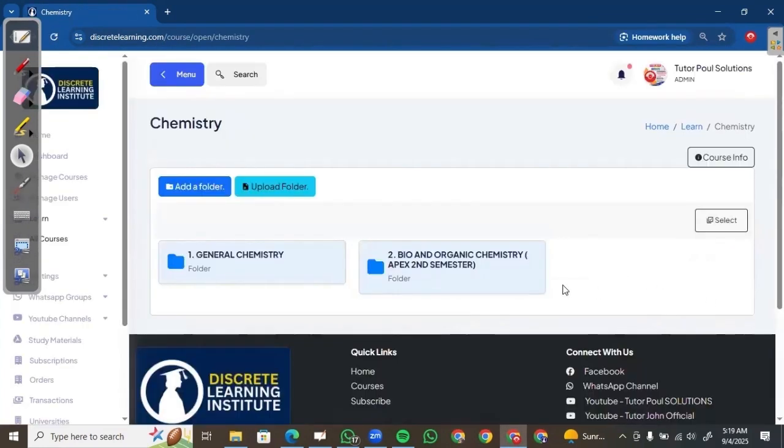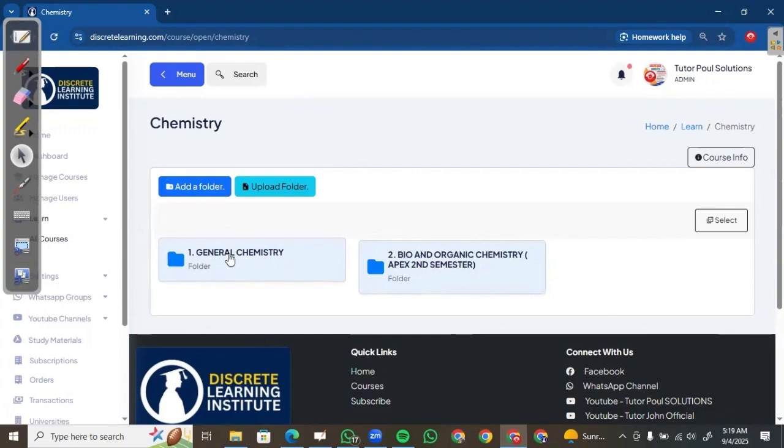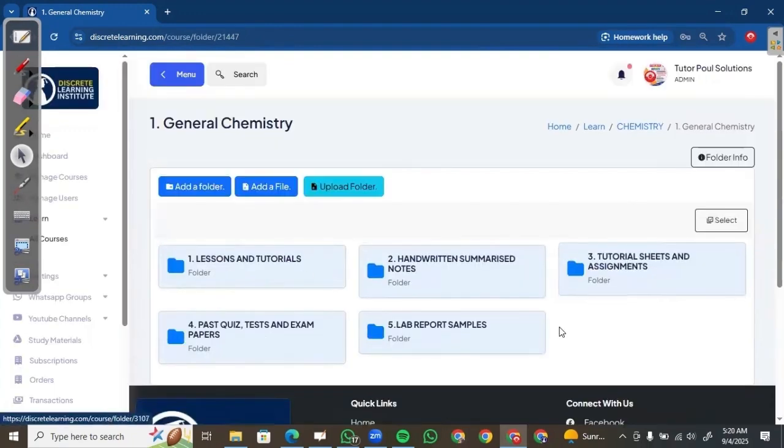So you open the course, it's going to bring 2 folders. There's general chemistry and bio, and organic chemistry for those who are doing second semester at Apex. Since you're in first semester, or if you're from any other university, you go into general chemistry. In general chemistry, you're going to find about 5 folders.